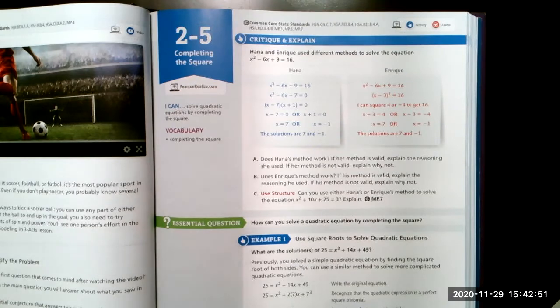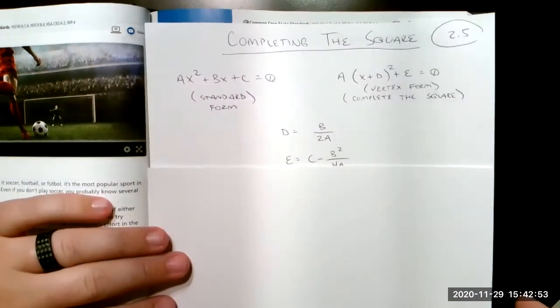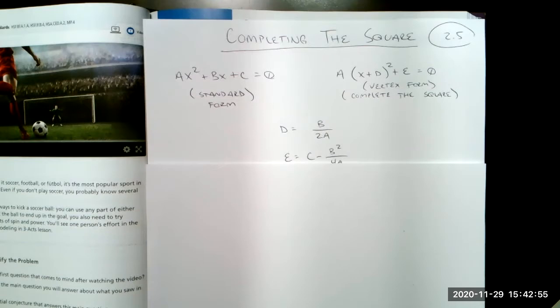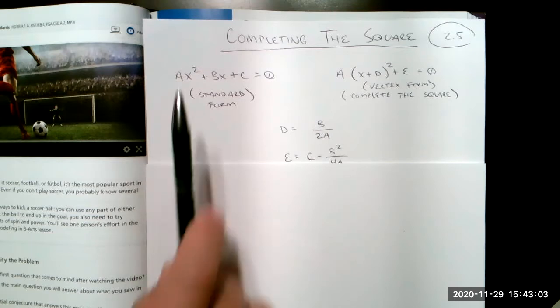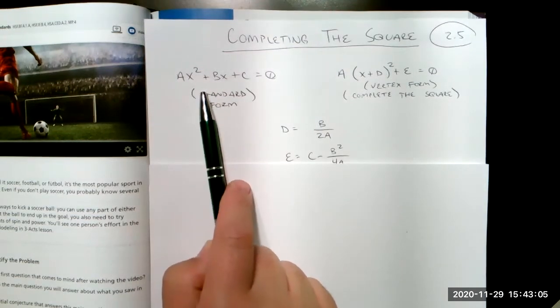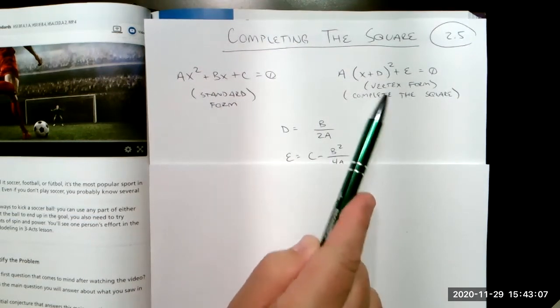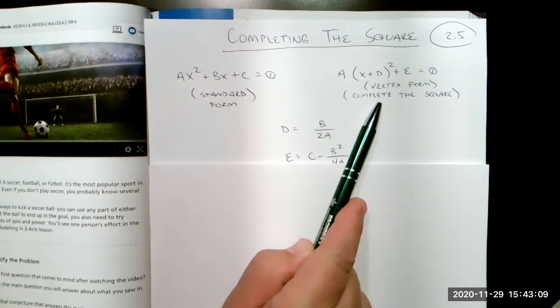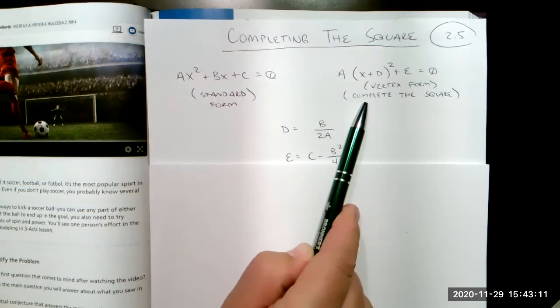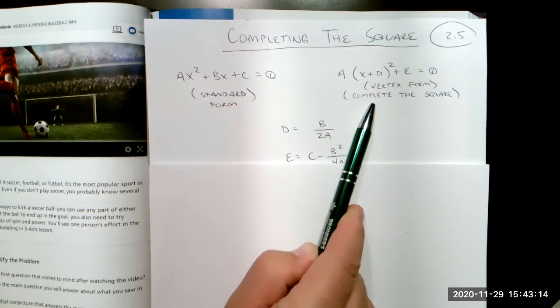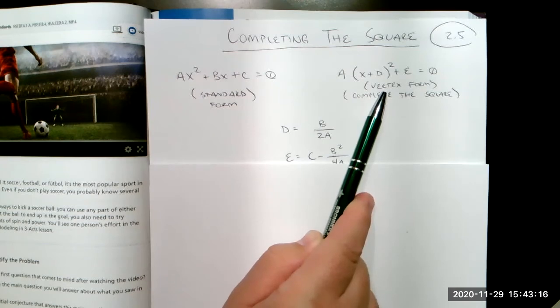So the first thing I want to show you is this whole idea of completing the square. There's kind of two approaches to it. One approach is for people that really like formulas: taking something in standard form and rewriting it into vertex form. Completing the square is the process that you're using to put it in vertex form.